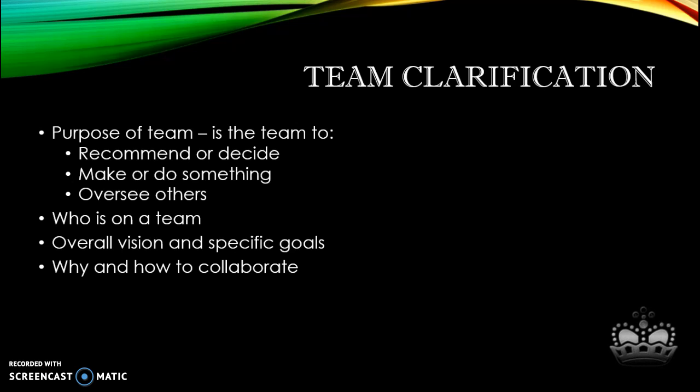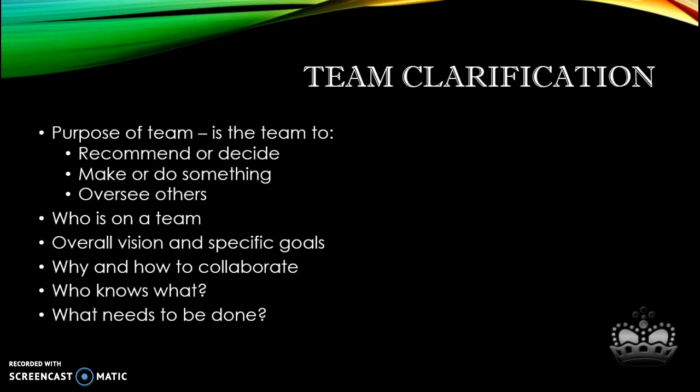I want to go back a little bit on the idea of the purpose of your team. If they don't know if they're supposed to recommend or make a decision, how they approach a problem will definitely be affected. These are the reasons why these have to be really clear. This is why team clarification is so important. You have to know your purpose, your vision, your goals, who all is on the team. There has to be accountability, and how they're going to collaborate, and who knows what needs to be done. These are the things that have to be clarified, especially in a virtual team. And how are they all going to work together?